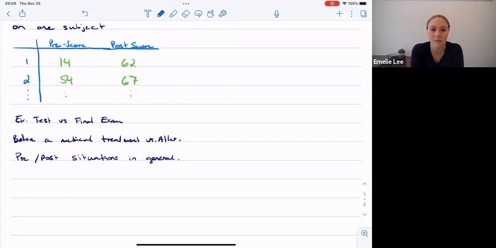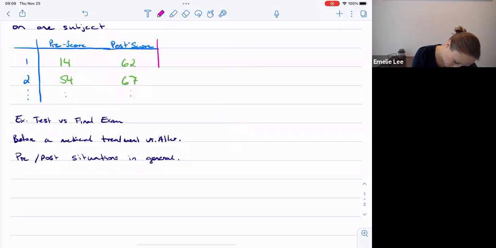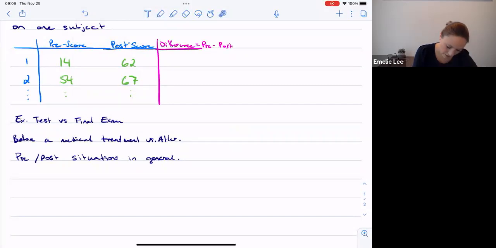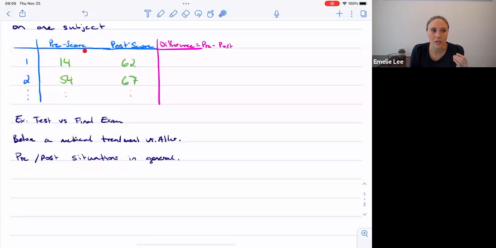And just the word escaped me earlier, that's all. So pre-post, what we can do is we capture this difference by actually calculating the difference. So what we do here is we create a new column of the difference, which is the pre minus the post, or post minus the pre if you prefer. Usually there's some reasoning in how you do the subtraction, but for me, I always just read from left to right, because then I can just do 14 minus 62, 54 minus 67.